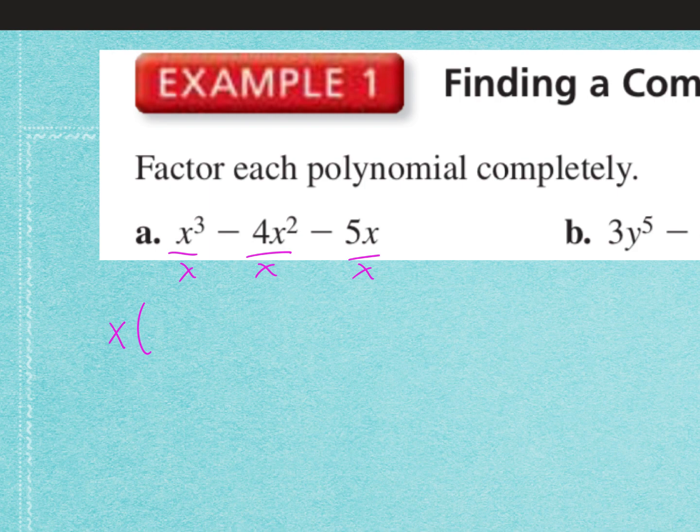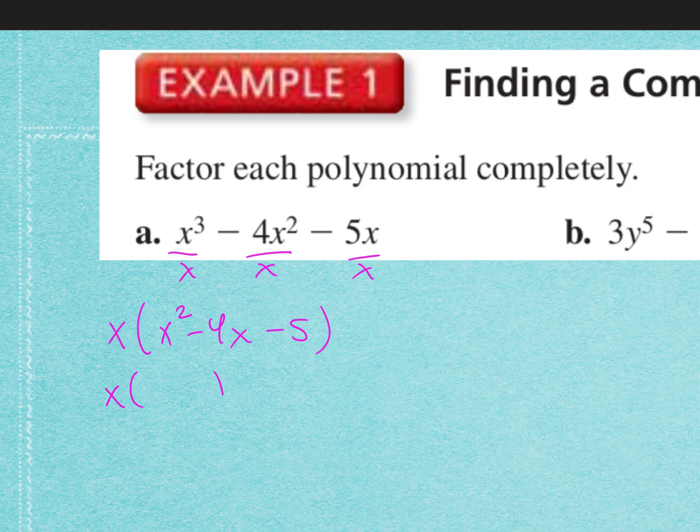So what am I left with for my first term? X cubed divided by X is what? X squared. Perfect. 4X squared divided by X is minus 4X. Perfect. And then what? Minus 5. Awesome. So we've taken out that GCF. I'm going to leave it out in front. And now I say, okay, I have a trinomial. When we have a trinomial, we try to break it down into two what?